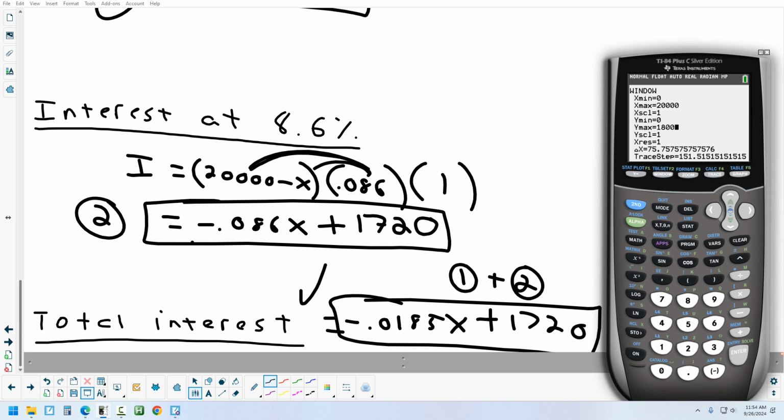So let's type that equation in. We don't even know what they're going to ask us yet, but it's going to be something with the total interest. So we should just get that formula ready. Negative 0.0185x plus 1720. And when we graph it, we should see a line starting at 1720 and going down slowly. Okay, so that line represents the different possible amounts of money Bill could earn depending on how much he puts in each investment. Each point on that line is a different amount of money he could make.